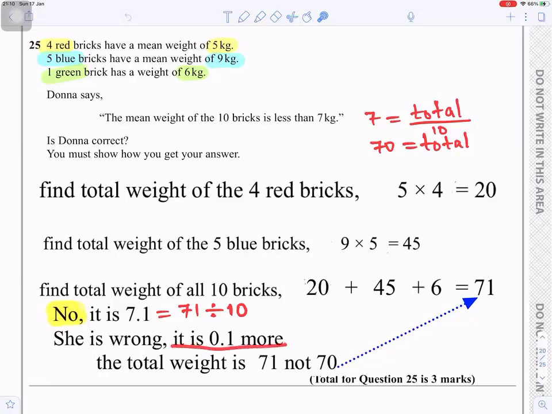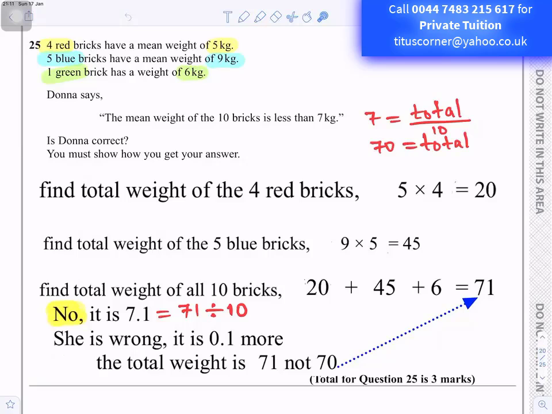It is 0.1 more, because 7.1 is the mean, and that is bigger than 7, which you would get from 70 divided by 10. So the total weight is 71 and not 70.